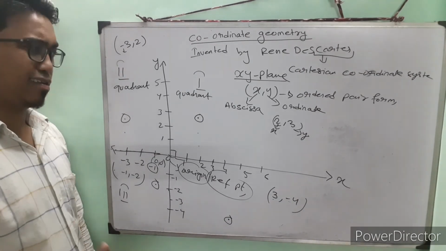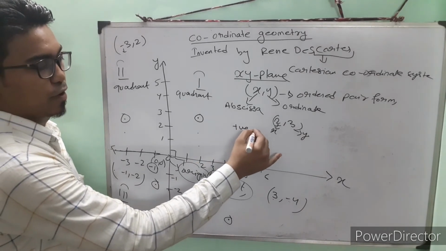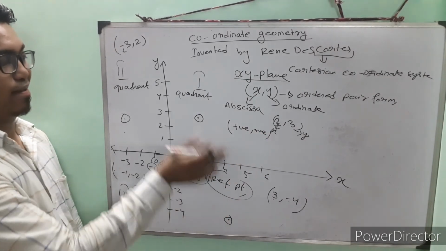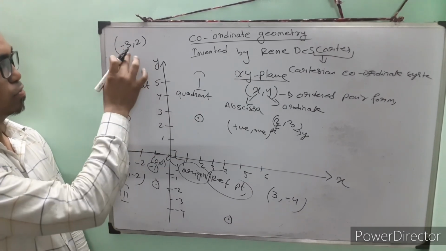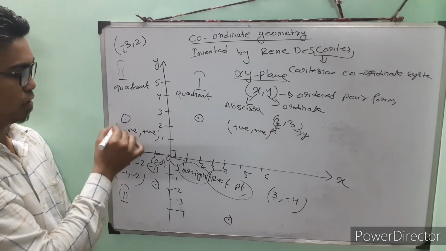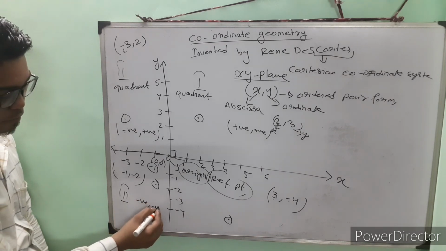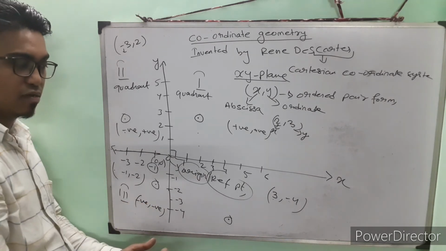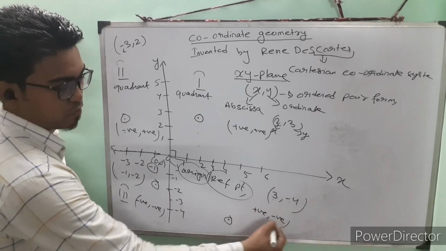The characteristic of the first quadrant is that it always takes positive, positive points, and the second quadrant takes negative comma positive points. Similarly, the third quadrant is negative, negative, and what is the last? Any guess? Positive and negative one.